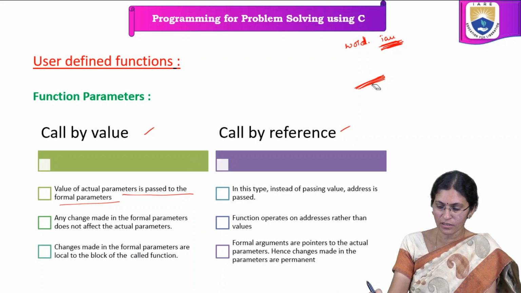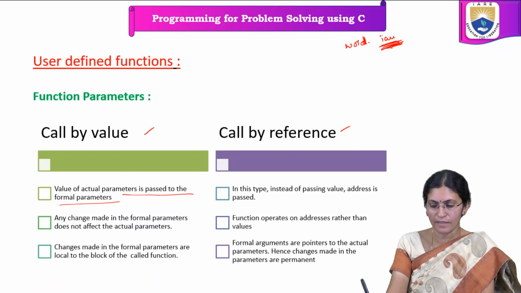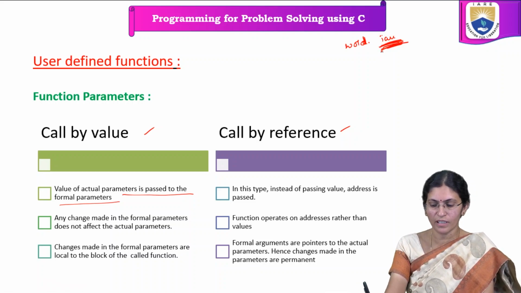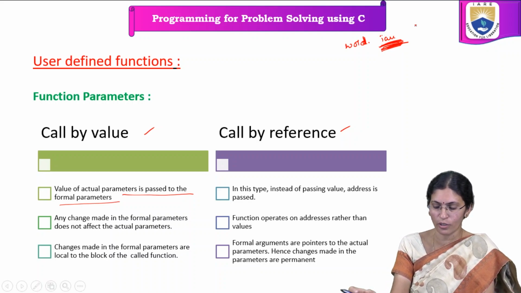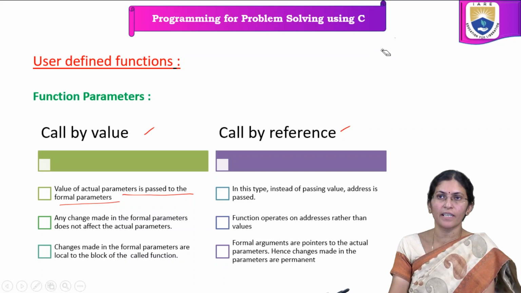Now if you create a Word file IARE, and if you make changes to this file and save the file with the same name, then the changes which you have done will be reflected in the file IARE. So this is the example of call by reference method, or you can understand it related to call by reference method.